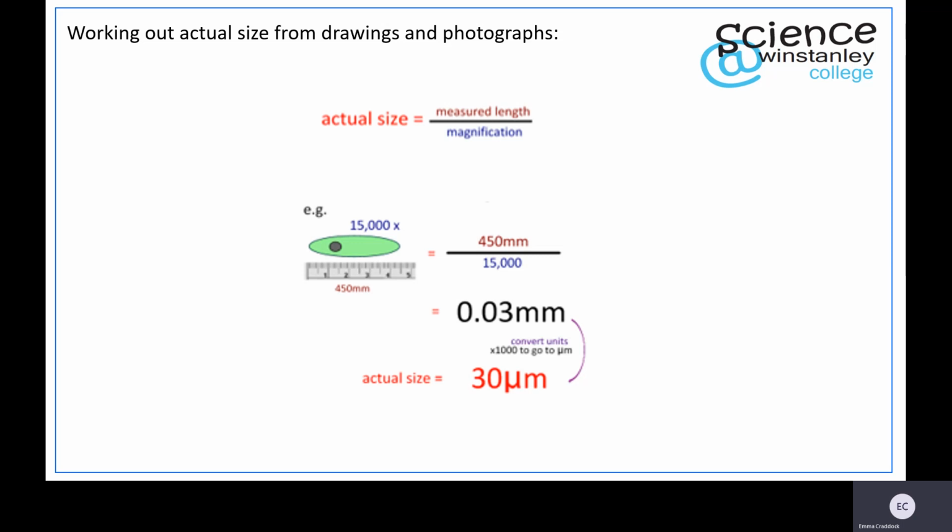However, your answer should always be converted to micrometers. So to do this, because you're going to a smaller unit, you times by 1,000 to get 30 micrometers.